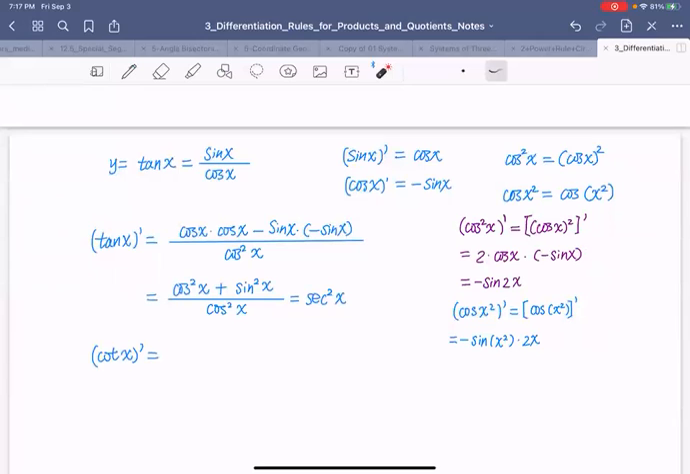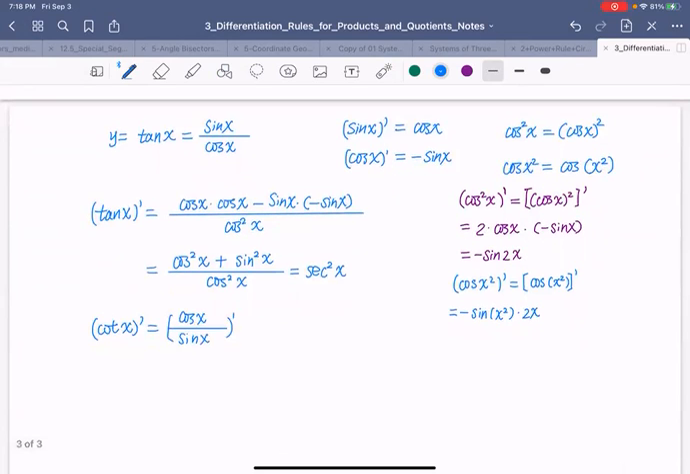Okay. Cotangent x is cosine x over sine x. So you do negative sine x times sine x. So you write down this additional step. This equals negative sine x times sine x.